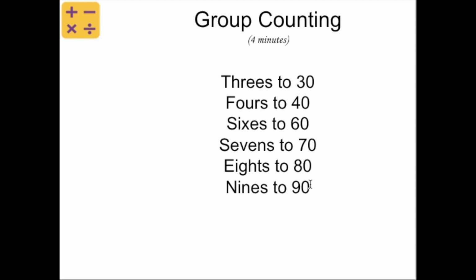Take a deep breath. We're on our last one. 9s to 90, my favorite. I love counting by nines. Ready, guys? 9, 18, 27, 36, 45, 54, 63, 72, 81, and 90. I hope you were all counting along. This is some practice that you can do every day on your own or with somebody in the family.